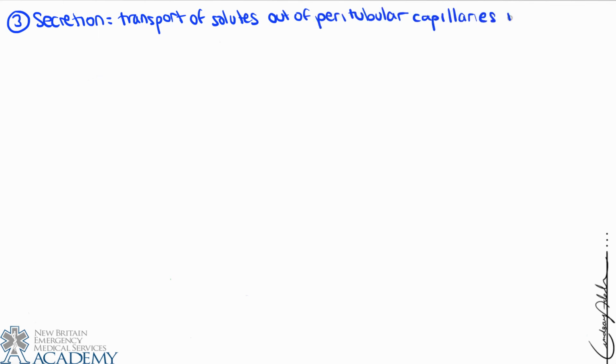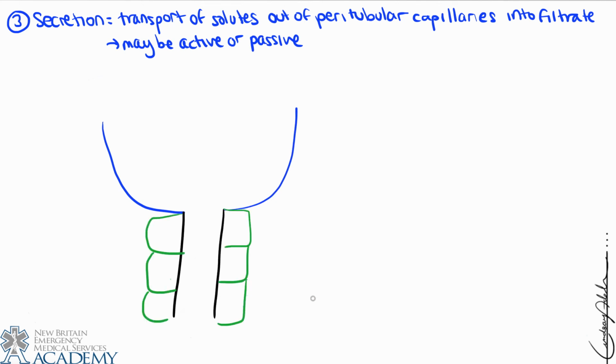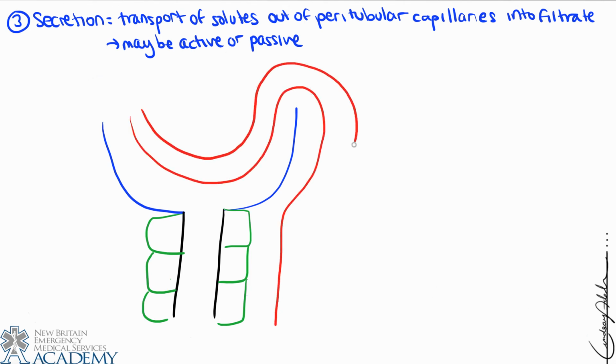All right, so now we're going to compare that to secretion. So secretion is the other process that is the opposite of reabsorption. So secretion refers to transport of solutes out of peritubular capillaries into the filtrate, and this also can be active or passive. So again, we can take into consideration all of our membrane transport mechanisms, and we're essentially going to draw the same picture that we just drew, but I'm going to add a few things. So in blue is Bowman's capsule, and then the renal tubule in black with the green cells. And then we have our glomerulus, efferent arteriole, and our peritubular capillary.